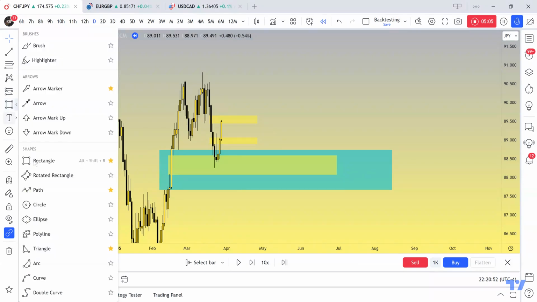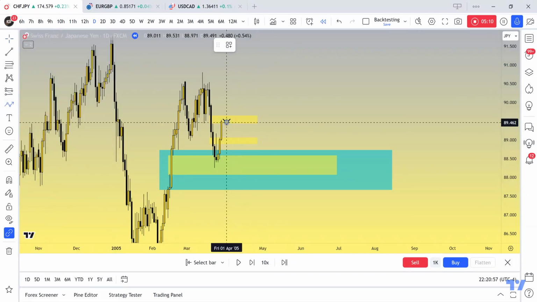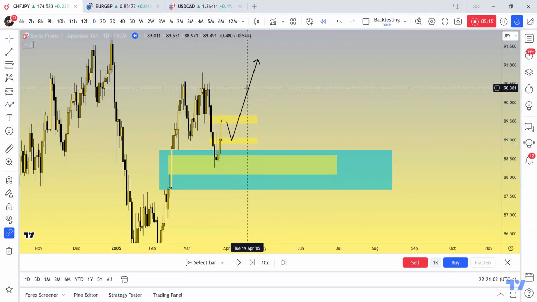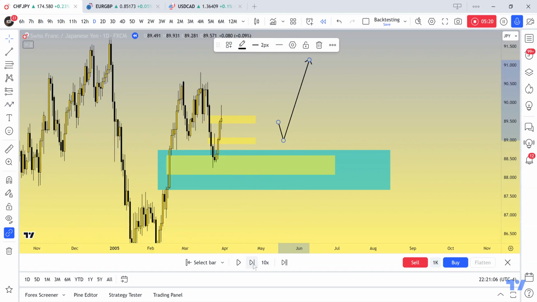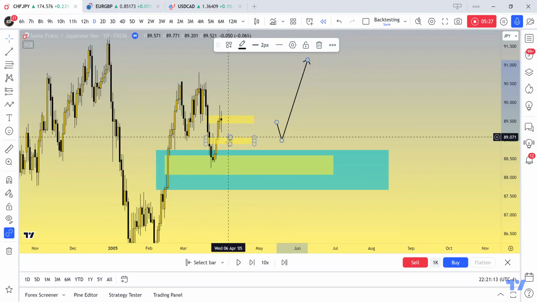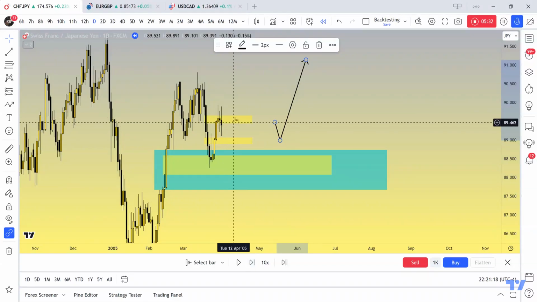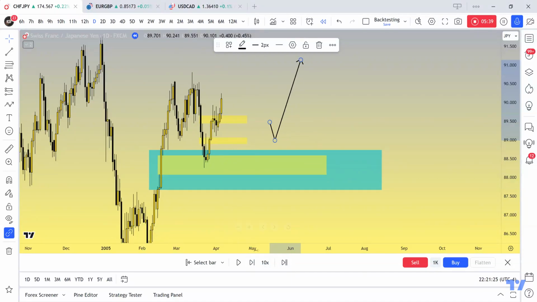So, okay, two scenarios: go back deeper and then go up, or come back into here and then go up. Those are the two scenarios. Or just completely keep going up. Now it's in this gap, which I like. Deeper. It's consolidating. See the willingness to go up. Okay.